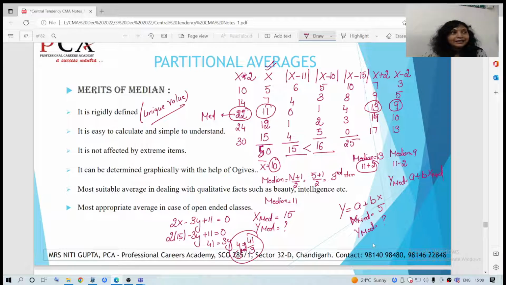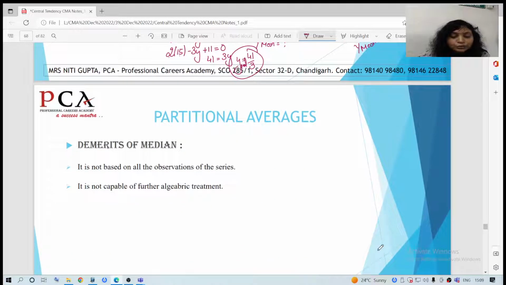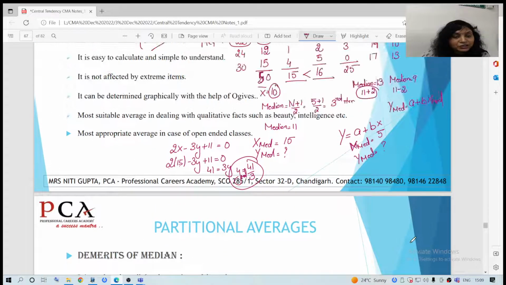Now the next thing is based on all the items of the series. When we compute median, do we consider all the items of the series? No, we won't consider them. We just consider the position at which a particular item lies. We generally take the mid position and that will be the average. We won't consider all the items of the series. So that becomes a demerit: it is not based on all the observations of the series.